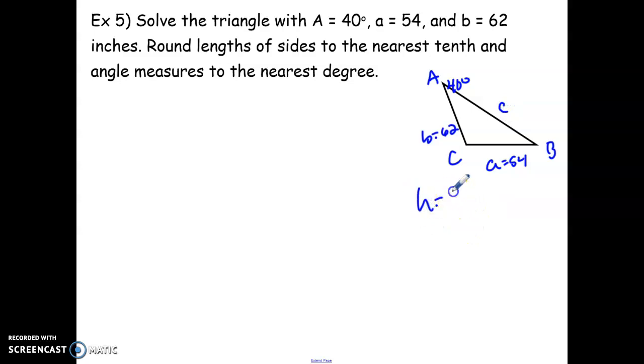So H equals B times sine of A. And when we type that in our calculator, our height ends up being 39.9. Okay, so our height is definitely less than A, so let's look back at that table.